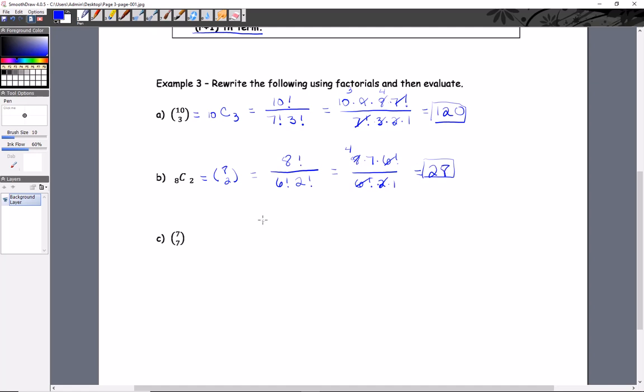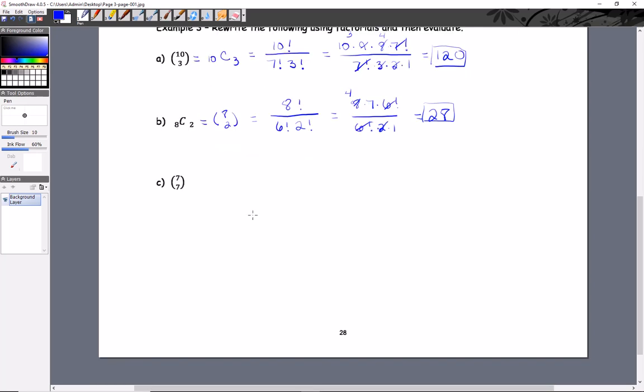Okay. All right, so now it's 7 things choosing 7. I think there may only be one way that you can do that. So let's just go ahead and write that out. Remember, this is going to be 7 choose 7.